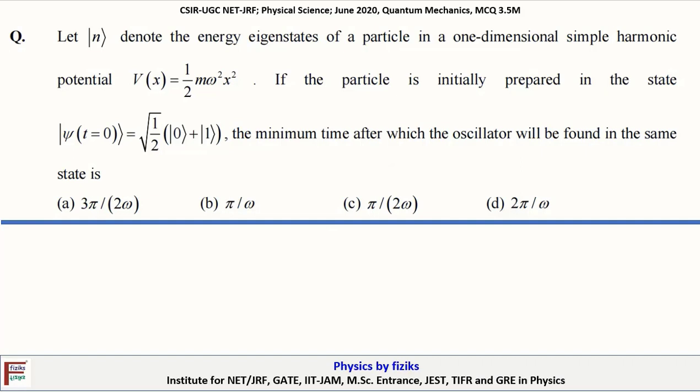This is the first problem we are having. One dimension harmonic oscillator. The minimum time after which the oscillator will be found in the same state. So psi(t) would be 1 by root 2 [ψ0 e to the power minus i E0 t by h cut plus ψ1 e to the power minus i E1 t by h cut].